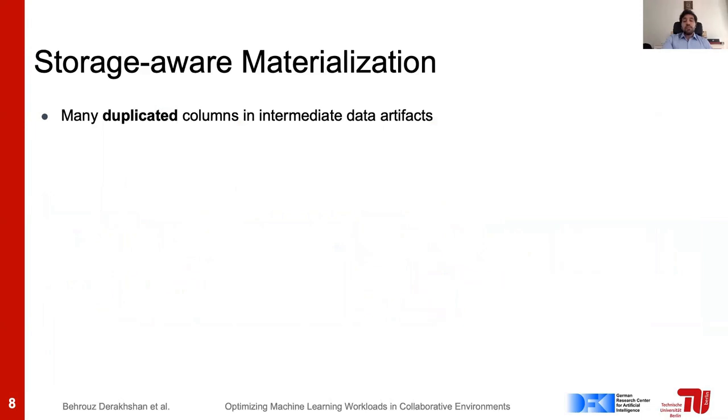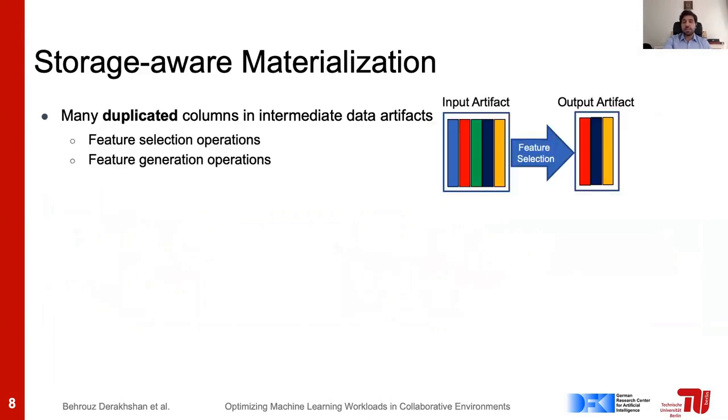While we were implementing our materialization algorithm, we realized that many of the artifacts of data science applications tend to have many duplicated columns. For example, in feature selection or feature generation operations, the output artifacts typically preserve many of the input artifacts. And if we store everything, this wastes a lot of storage.